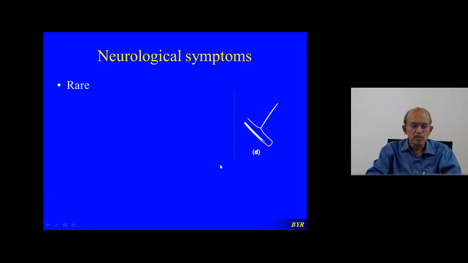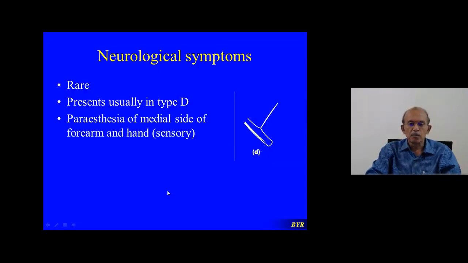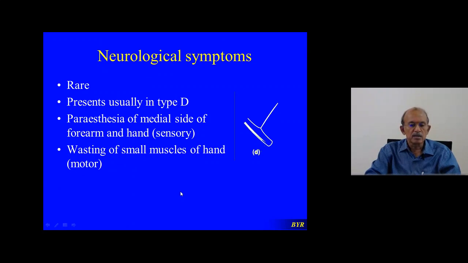Then neurological symptoms. They are rare, present usually in type D, that means where the cervical rib is represented by only a fibrous band. There will be paresthesia of the medial side of the forearm and hand because the T1 dermatome is affected. Sometimes there may be wasting of the small muscles of the hand. The small muscles of the hand are supplied by T1 and C8. Both of them supply the small muscles of the hand. So there can be wasting.